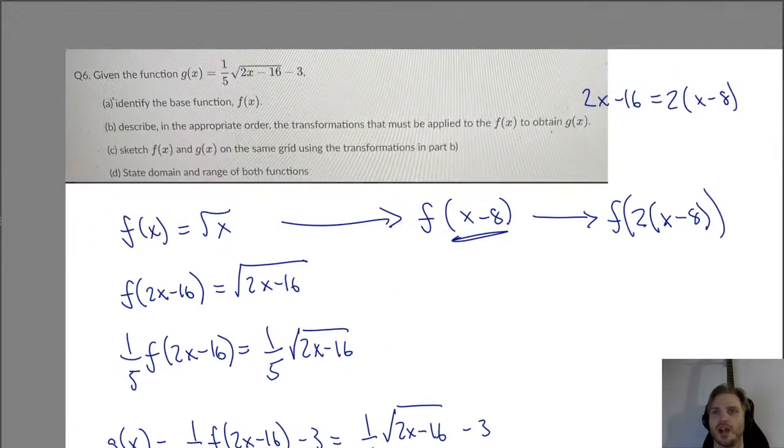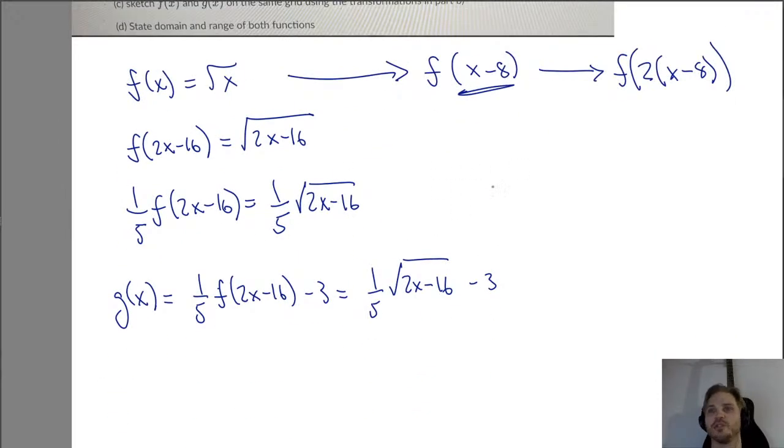And so I didn't even read this question, B, but I sensed that's what was coming. Oh yeah, and I got lucky. I just chose f of x. So that's how you figure those shifts out.